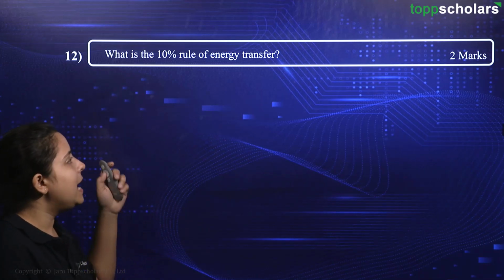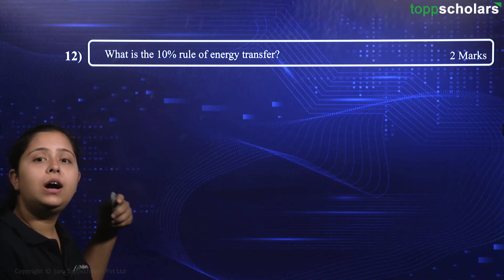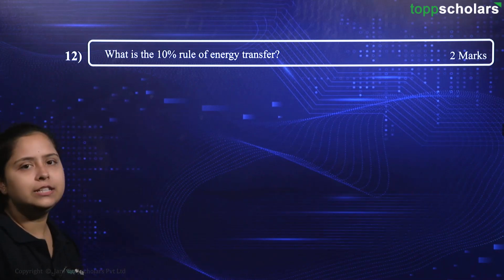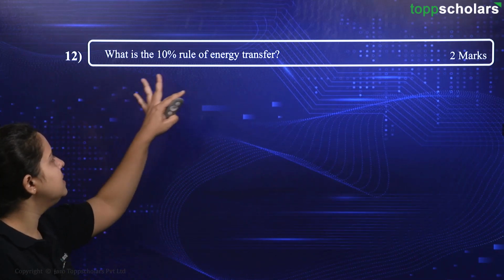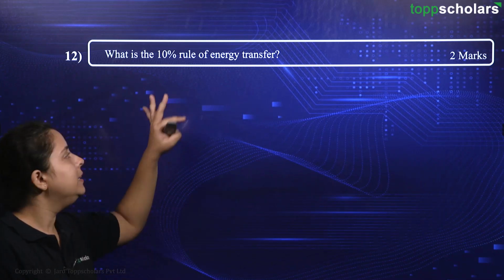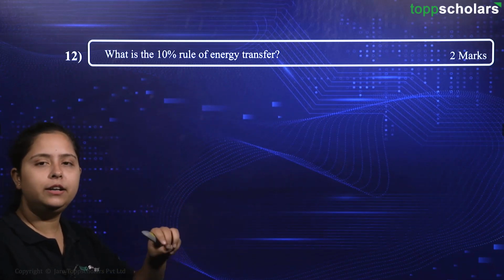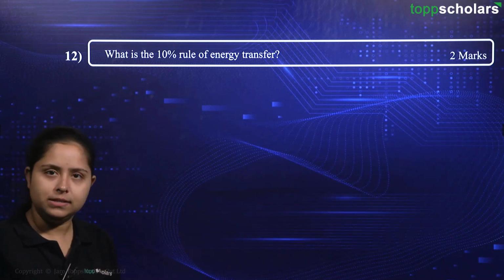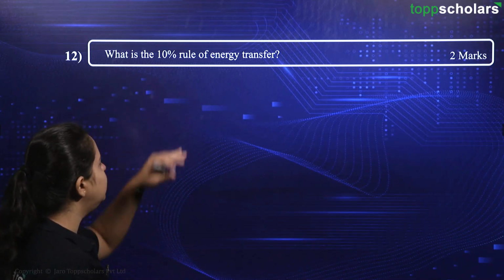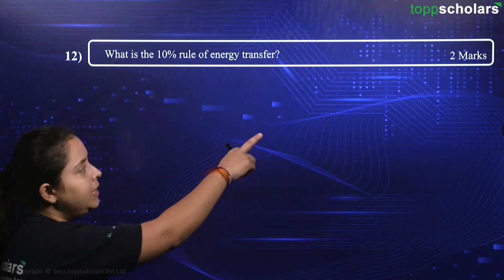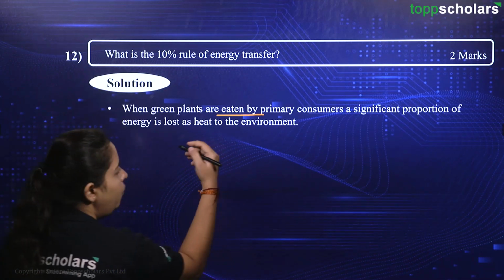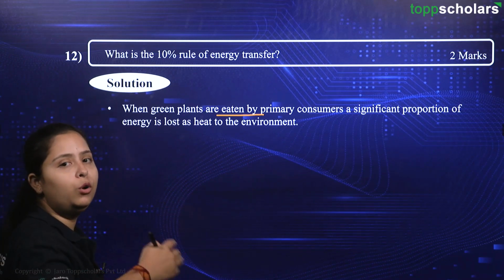As we have just seen the question about why a food chain cannot have more than 5 trophic levels, the next question asks a simple thing: what is the 10% rule of energy transfer? This formed the fundamental for the concept of a food chain not having more than 5 trophic levels. Here you are provided with 2 marks for this question, so obviously we will explain it in more detail.